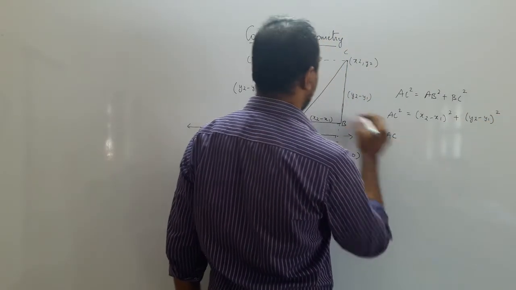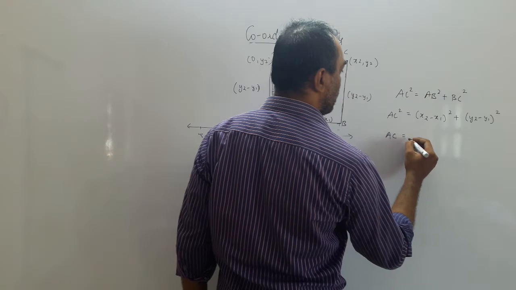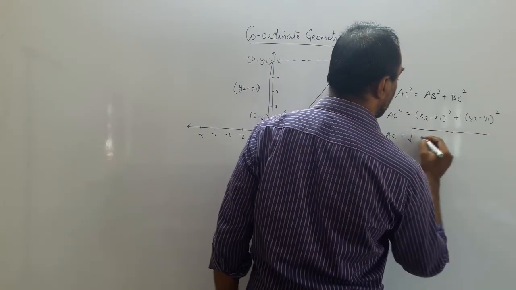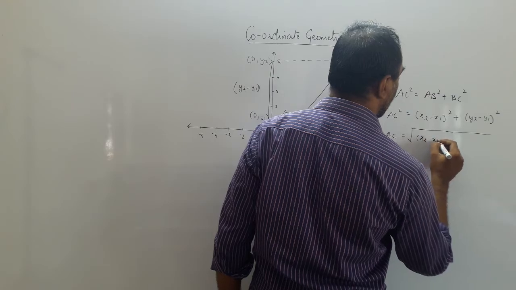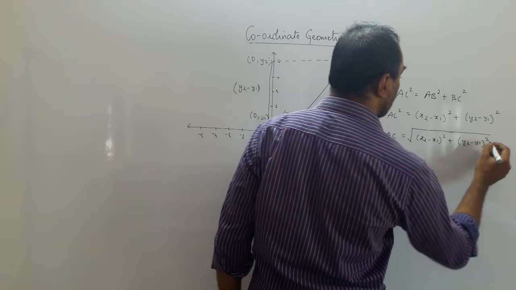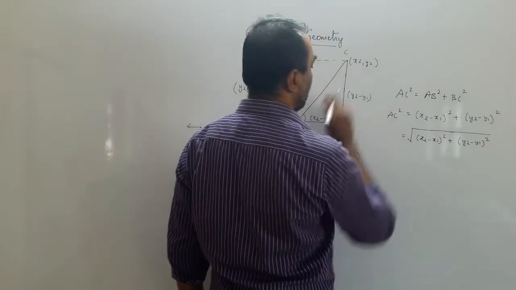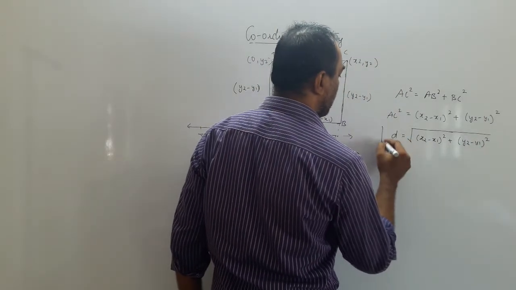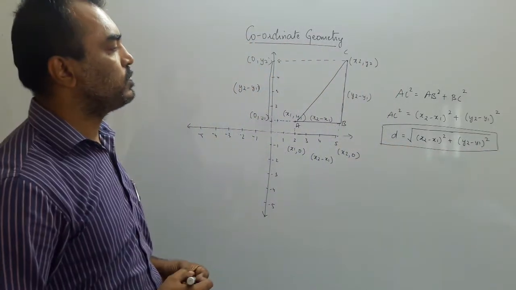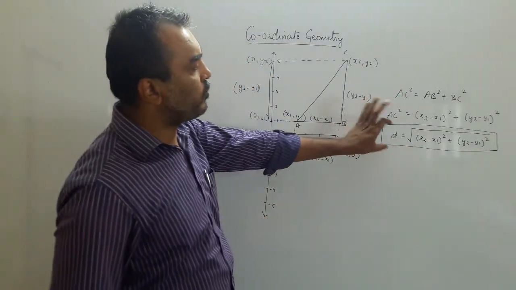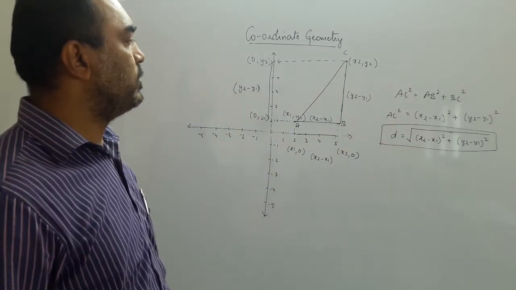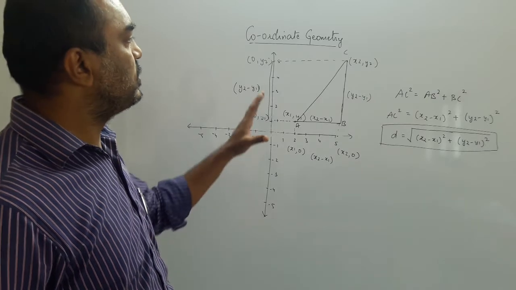So the AC, the distance I want to find, is under root. So I take the under root of x2 minus x1 the whole square plus y2 minus y1 the whole square. And this distance AC we can call D, the distance. So this is the formula that I get. This is the first formula of 10th standard, the distance formula in coordinate geometry.